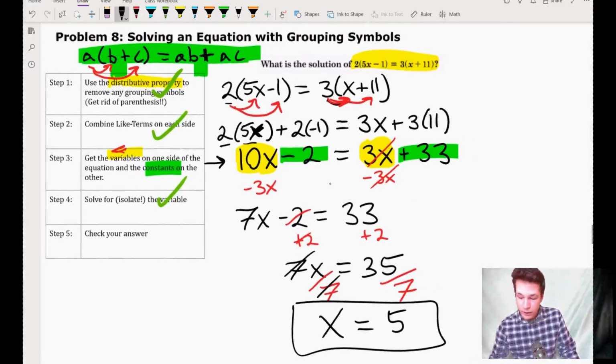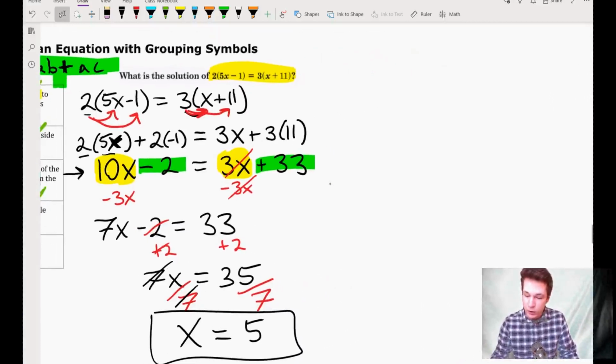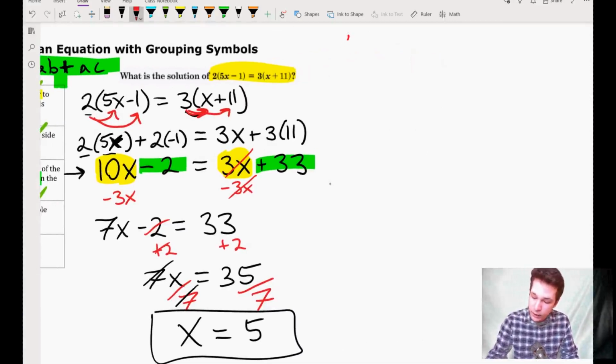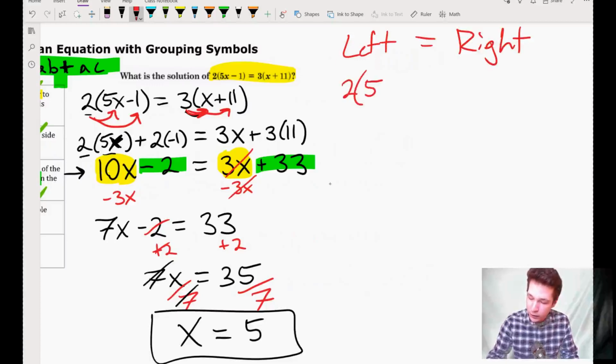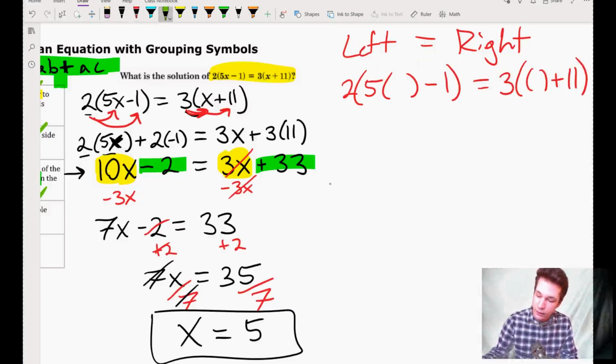Plug this in up there and check your answer. It's actually going to be a bit more of a pain, but I highly recommend you do it. You basically just have to make sure that the left equals the right whenever you plug in your value of x wherever you see it. Now this might look like a lot of parentheses, but essentially I'm just making room to plug in that solution that we found, 5.